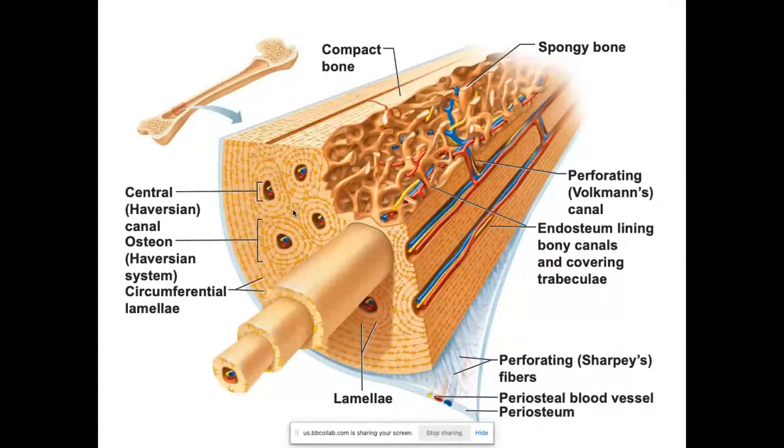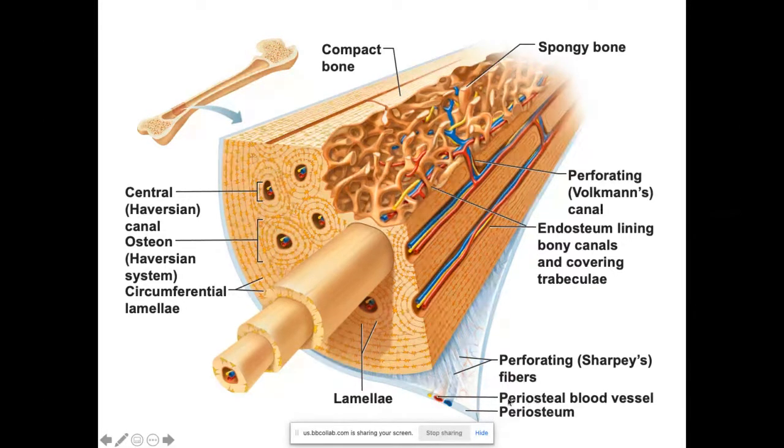All interstitial lamellae are remnants of old osteons. Remember I said bone is made and broken down. Osteoblasts build up, osteoclasts break it down. So with this relationship of making and breaking bone, you're bound to get osteons that are broken down, and the interstitial lamellae are just remnants of older osteons. You can see that bone is vascular. You have blood vessels going through it. So when you break a bone, it will bleed.